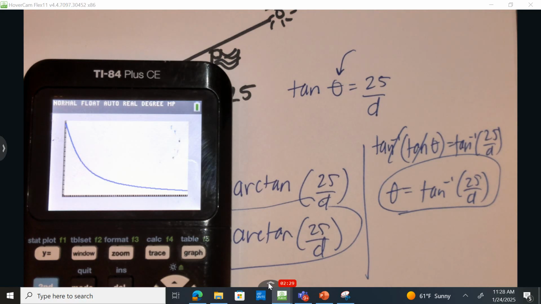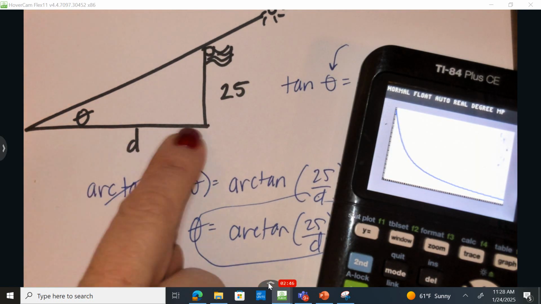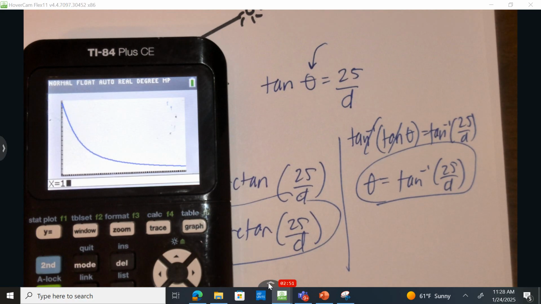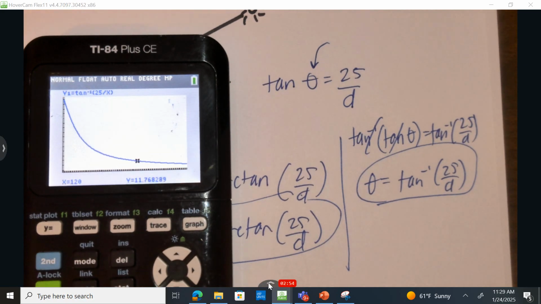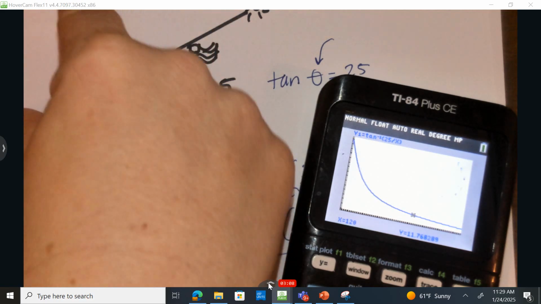We're going to find that angle of elevation when x is equal to 120 feet, and it actually should be when d is equal to 120 feet. That's what they meant. So when this distance is 120 feet, we want to know what is this angle. The second trace value, let's type in 120, that's my input, and we can see the angle is approximately 11.768, or if we round it to the nearest tenth, 11.8 degrees.